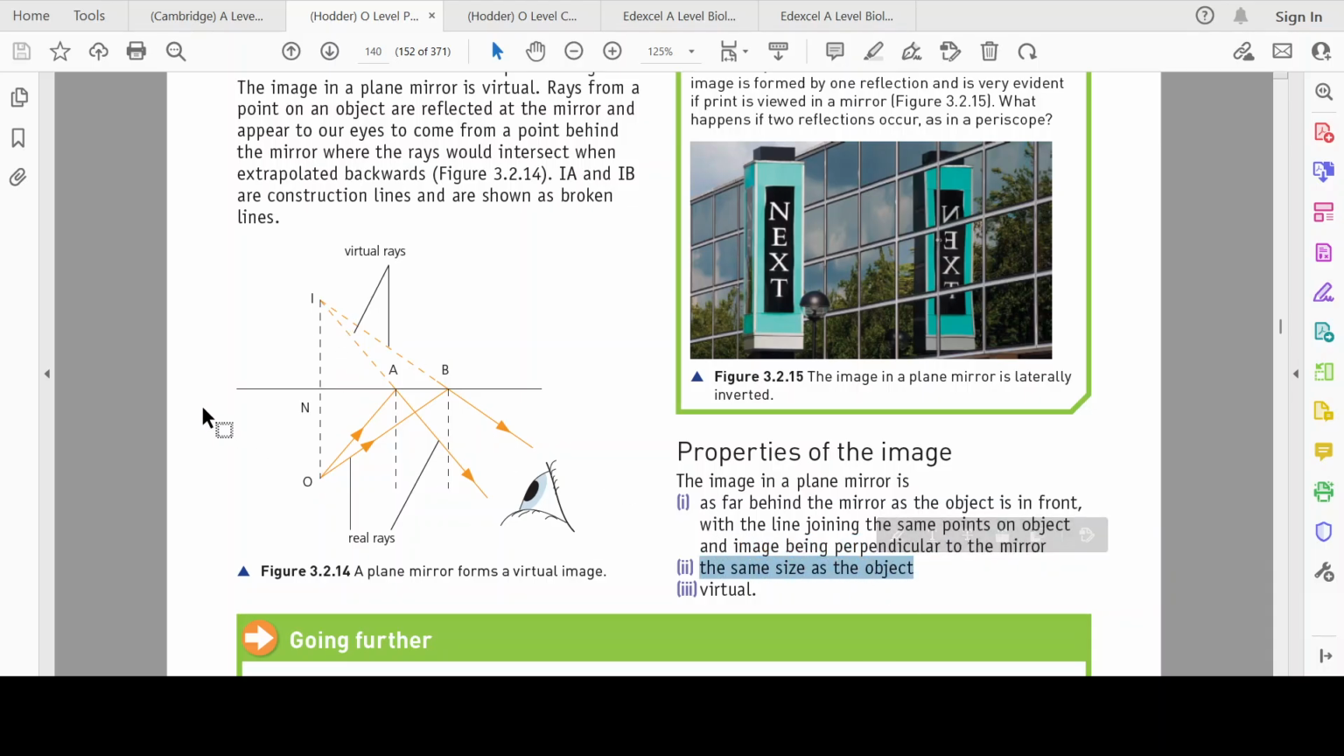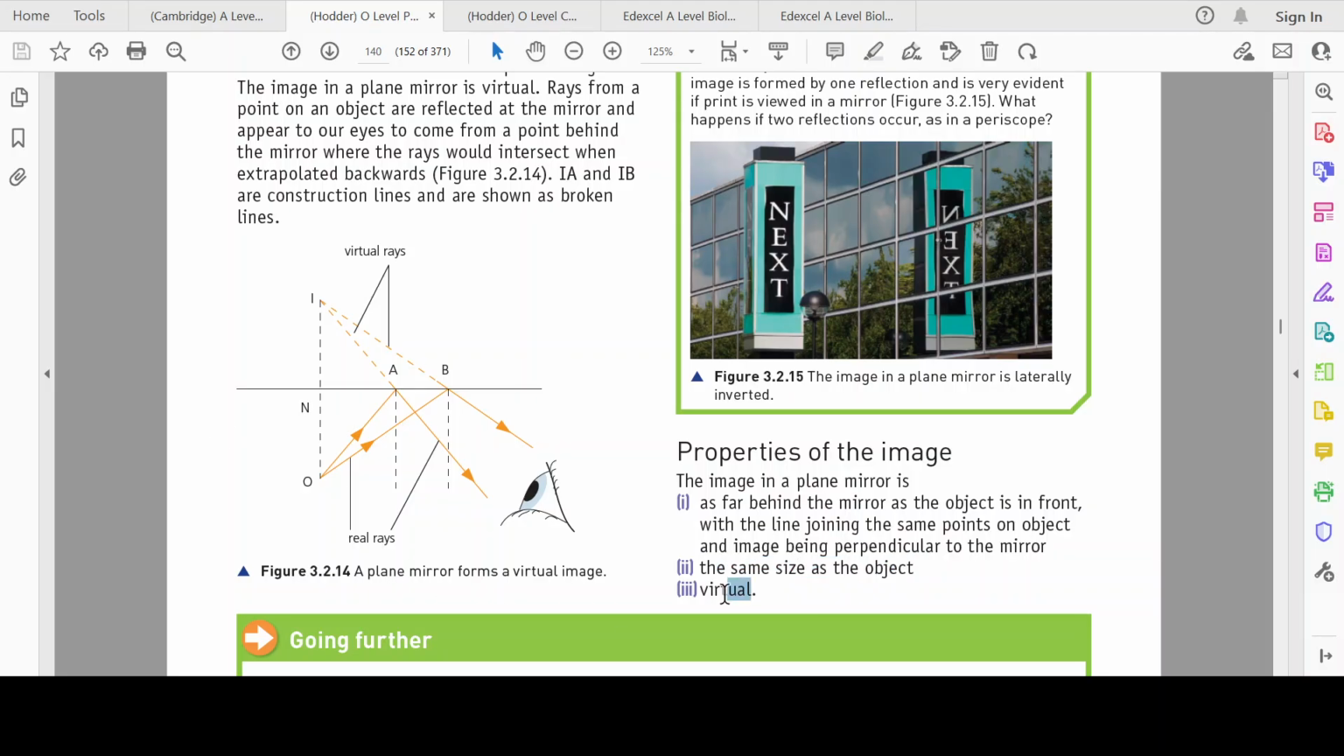So in the real image, you saw that the image that was being projected onto the screen was actually smaller than the object itself, right? And it could perhaps be bigger if it were a magnifying lens. So that's a different story, but it's not the same size. It could be, but it depends on the kind of lens. In a mirror, it always appears to be the same size.